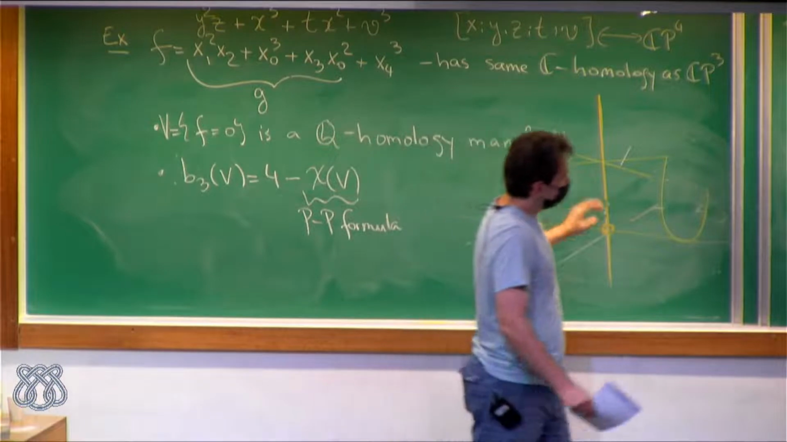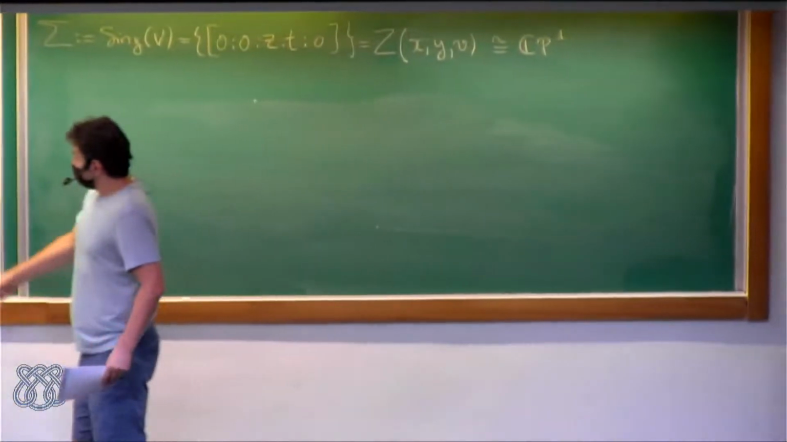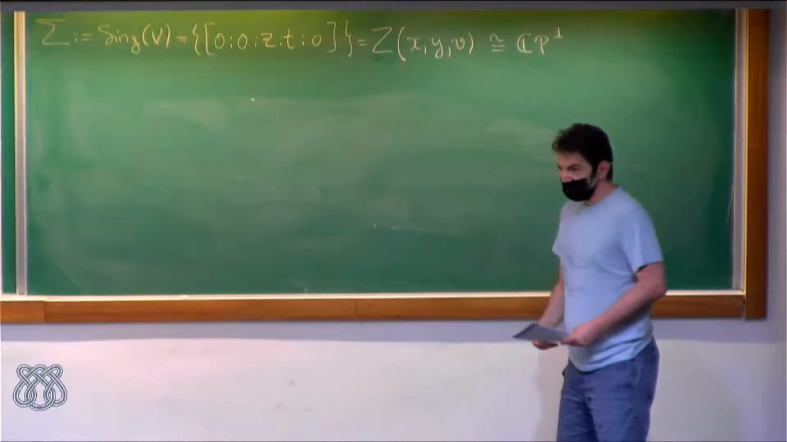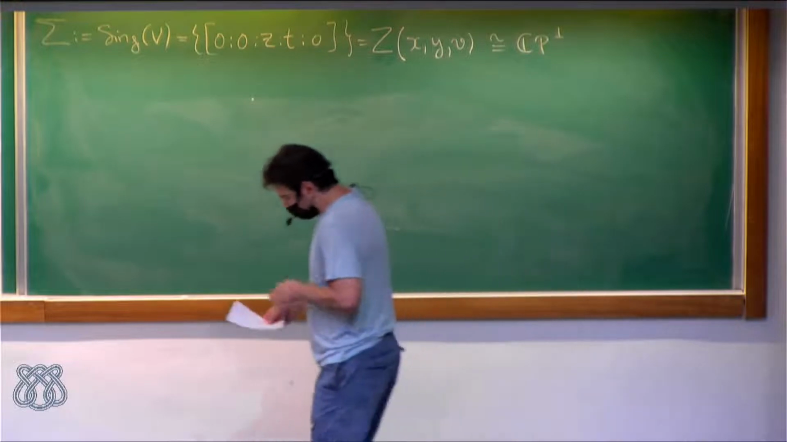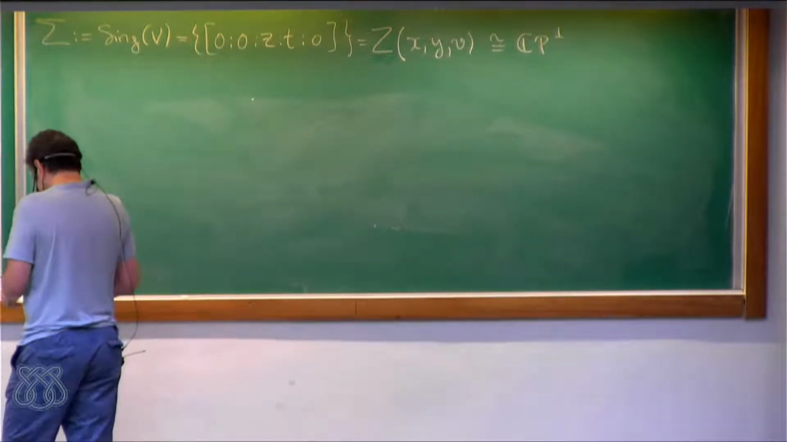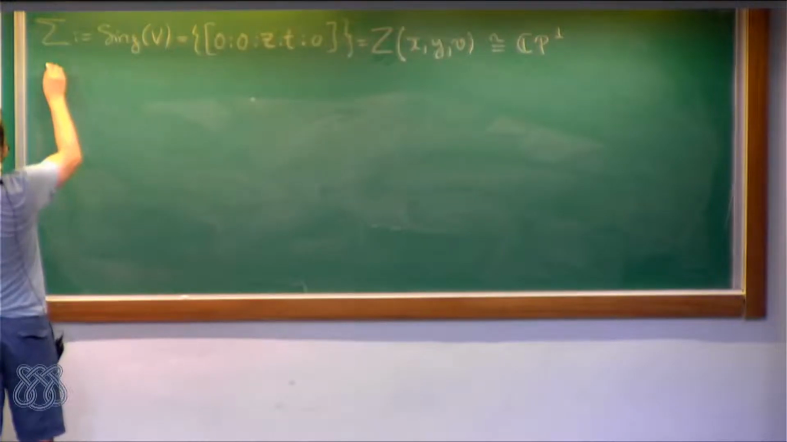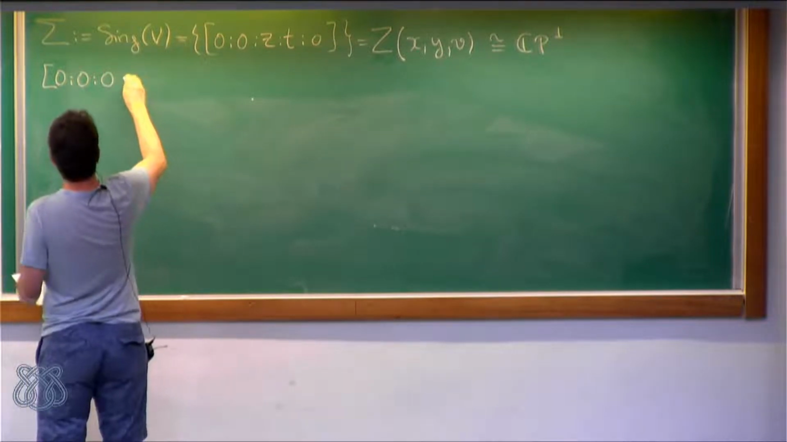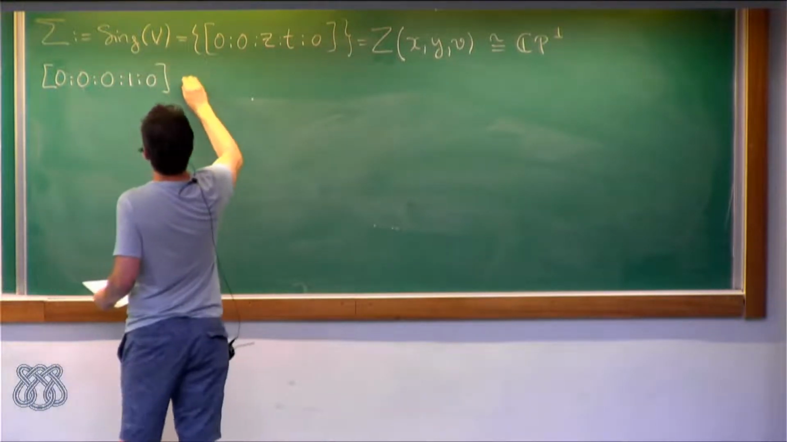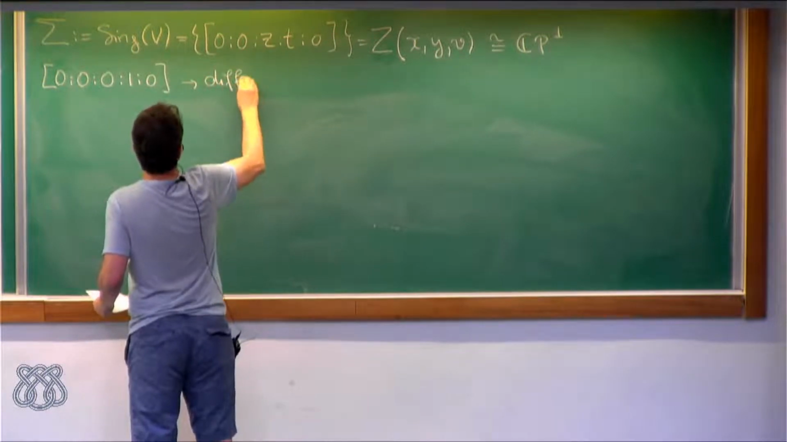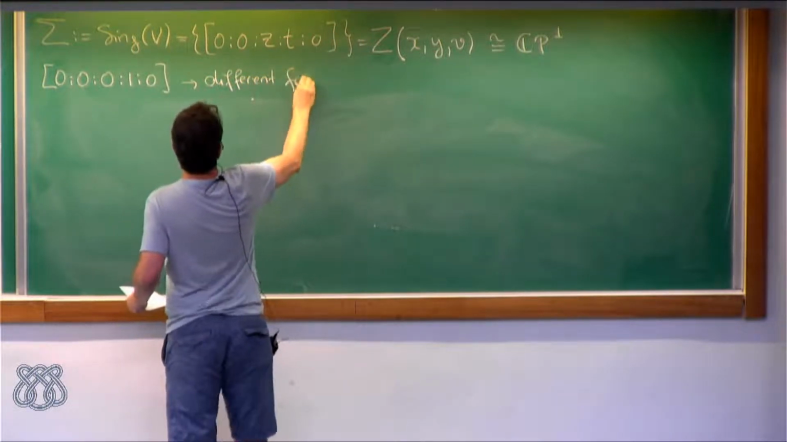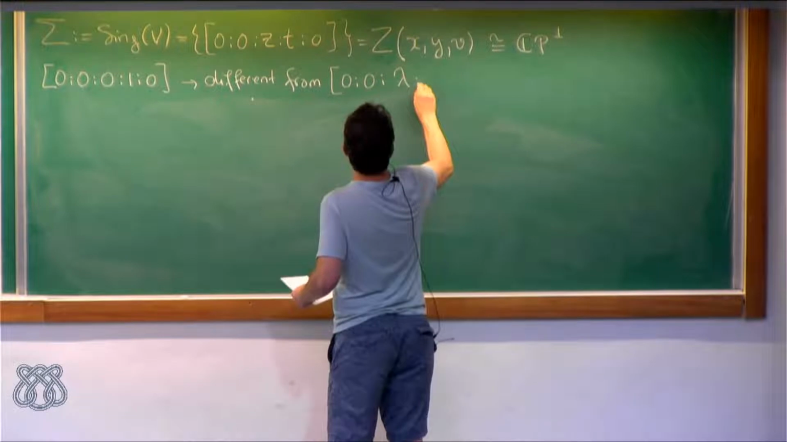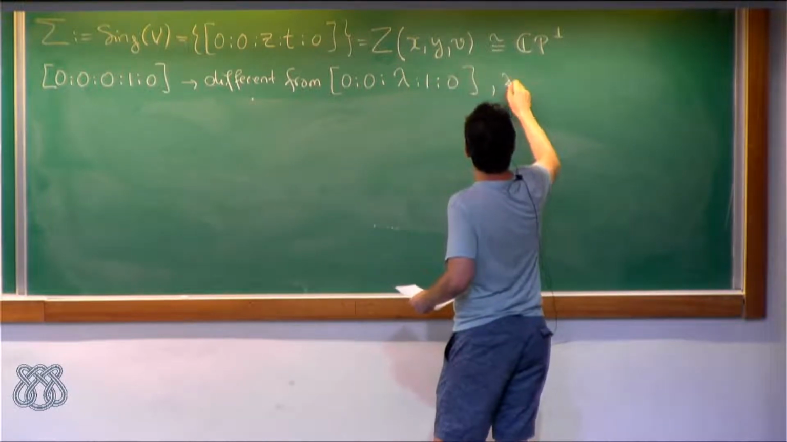So now, like in the case of the Whitney umbrella, one point on the singular locus looks different from the rest. And that point is going to be 0, 0, 0, 1, 0. So this is different from, let's say, 0, 0, lambda, 1, 0 with lambda not 0.